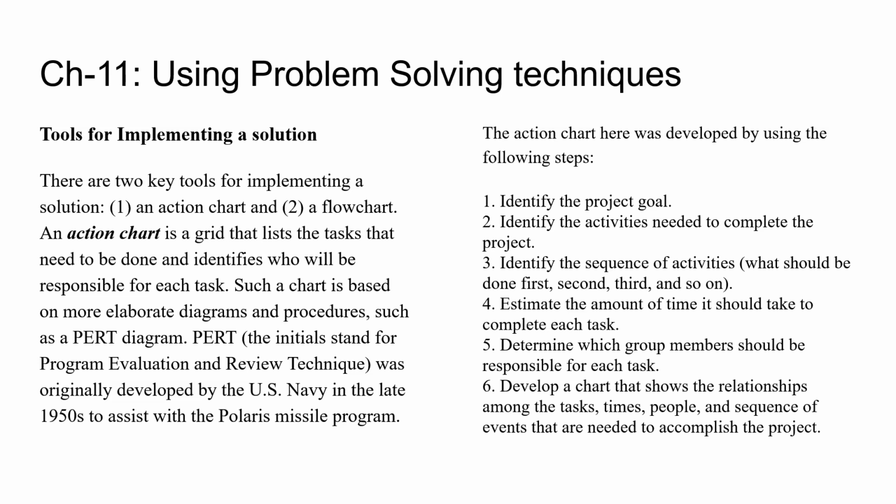Number four, estimate the amount of time it should take to complete each task. Number five, determine which group members should be responsible for each task. And number six, develop a chart that shows the relationships among the task times and people and a sequence of events that are needed to accomplish the project.